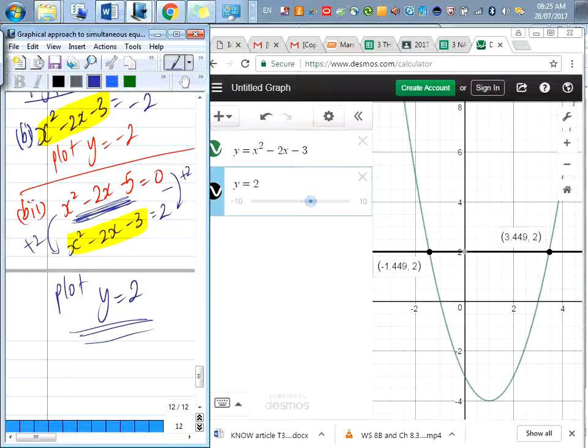In your textbook on page 107, they plotted the same thing, y equals 2. And their values are negative 1.5 and 3.5, which is quite close to what I have from my program. Okay? So I want you to do the same thing in B part 2. Write down, plot y equals 2. And you better know why we do that. Reason is as shown over on my screen.